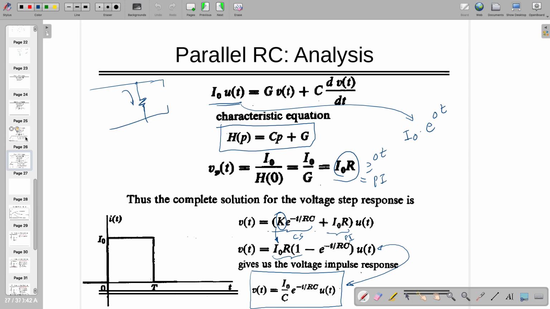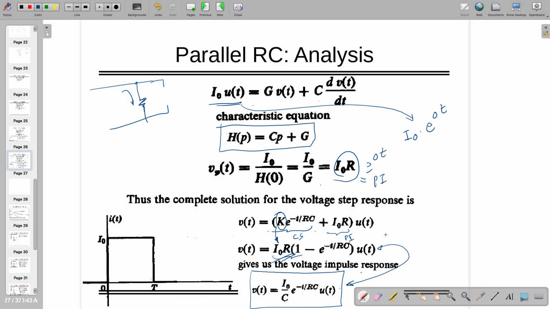That K we found out at 0 plus. So it is open, right? So it has unit of voltage. Yeah, sorry, my mistake, it has to be I0 times R, which is voltage. But we are looking for current, in terms of current. So if you replace all these things, you'll find I0 R on the other side and 1 minus e raised to minus t by RC times u of t.